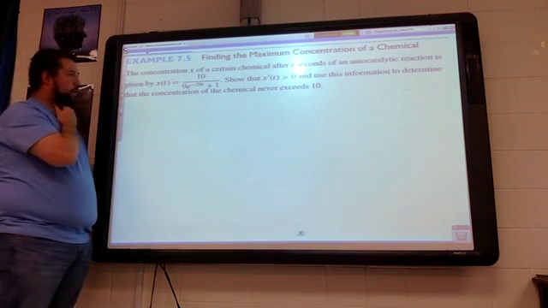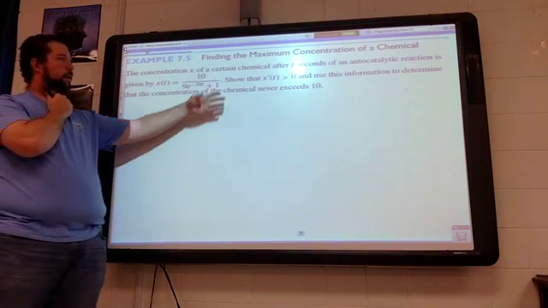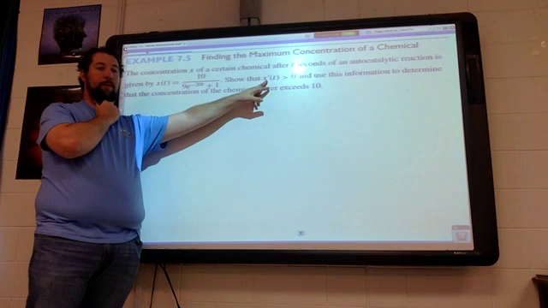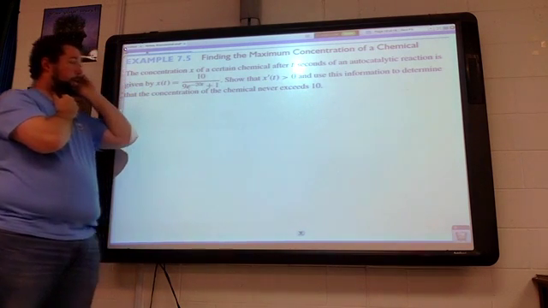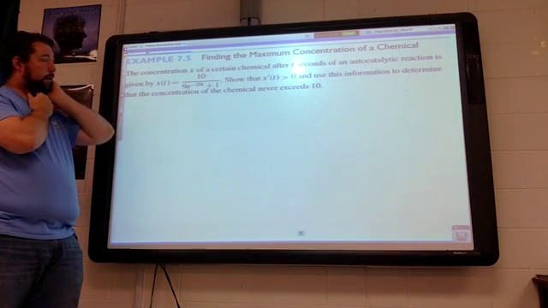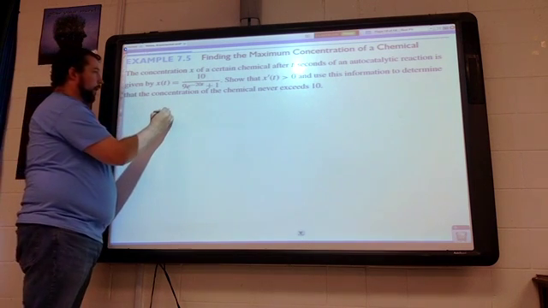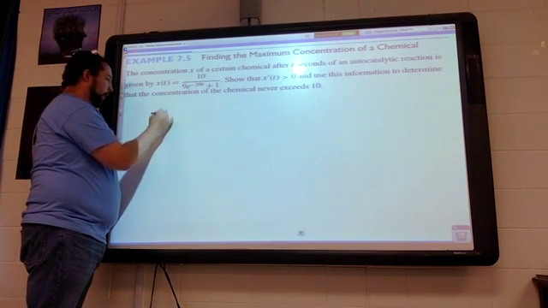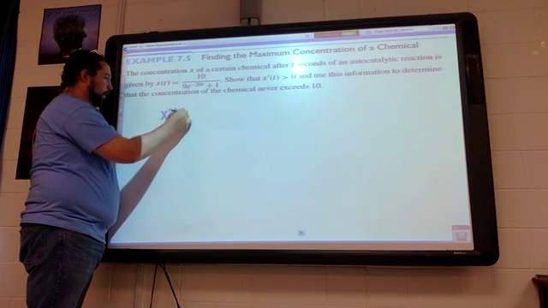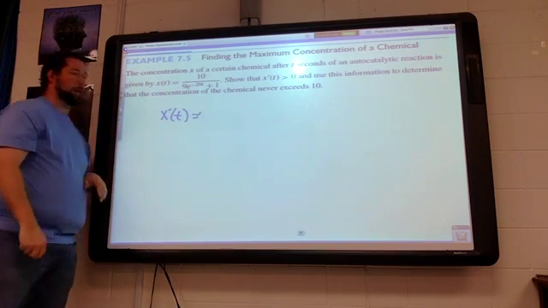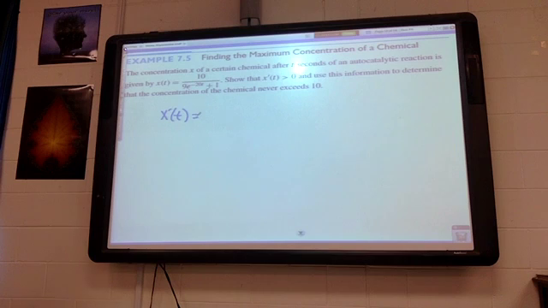So there's some stuff there, but really, let's just find the derivative first. Let's see if we can find this derivative. So let's just do it. X prime of t. We've got what? Quotient rule going on. Check and make sure I'm doing this correct.